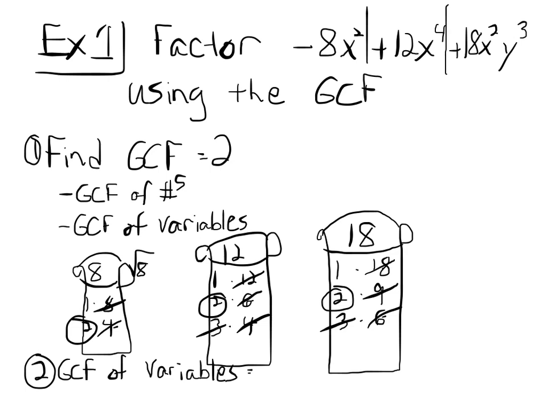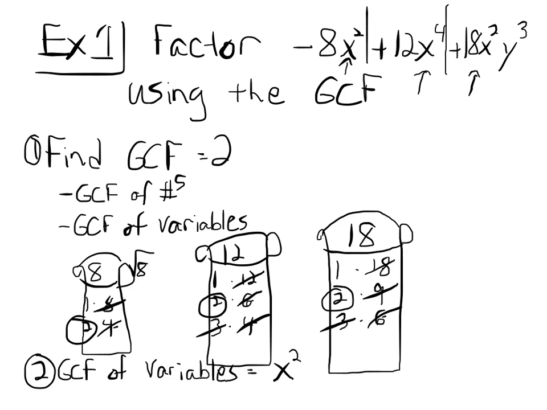So I know that my GCF is going to be x, and now I have to figure out what power it is. And remember, our shortcut is we just take the lowest power. The lowest power is on this first and second one, so it's going to be x squared. Essentially, we're saying this first term has 2 x's. This second term has at least 2 x's, it has 4, and this third term here has 2 x's.